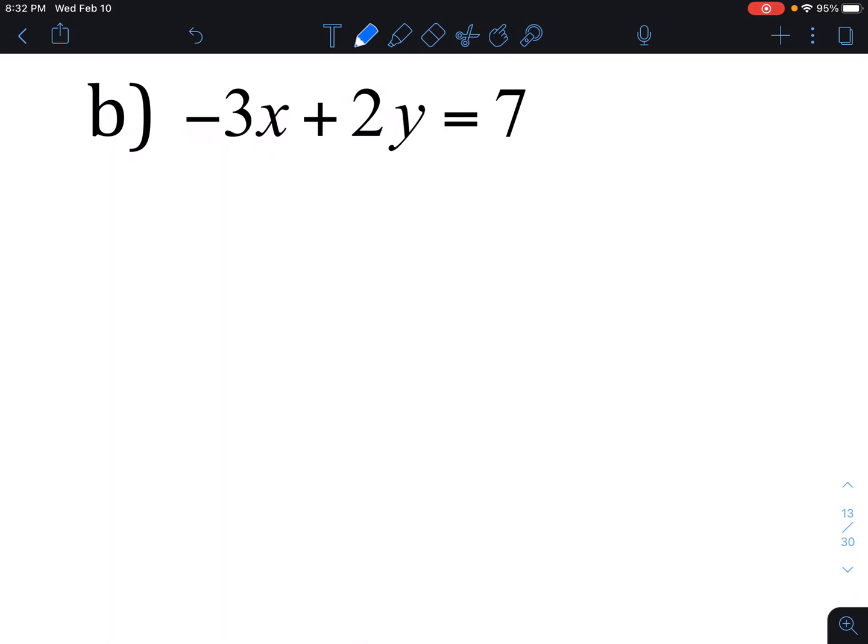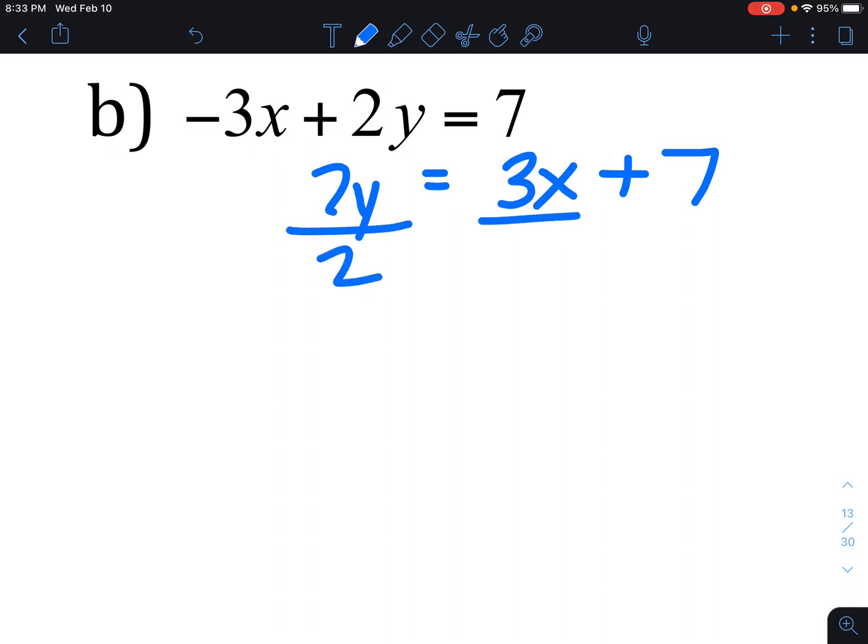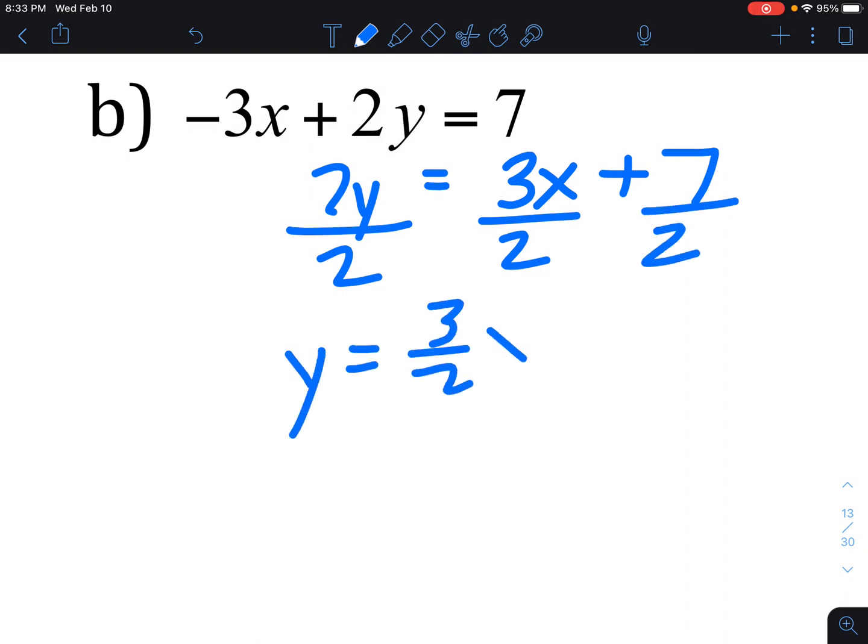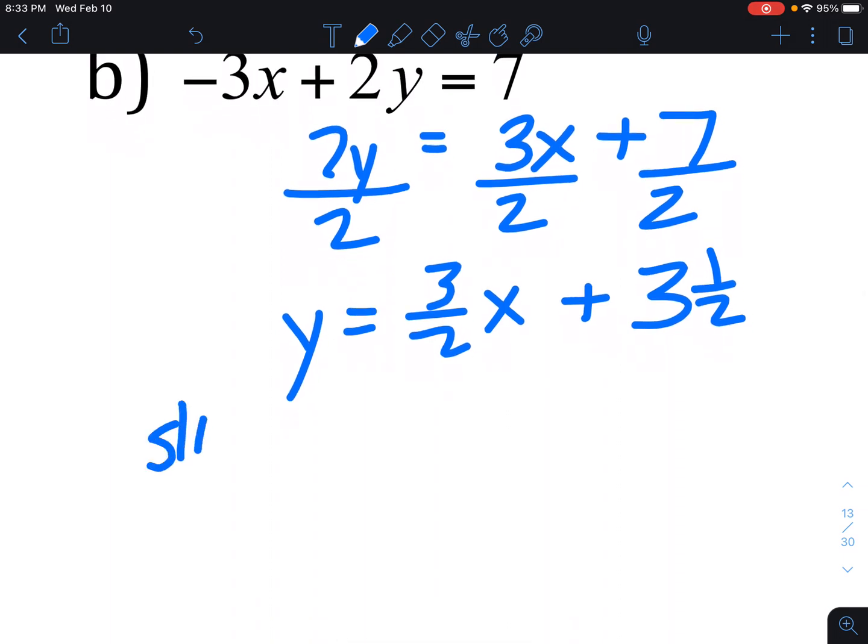Letter B looks like this is going to take a couple steps to get y by itself. The first thing I'm going to do is add 3x to both sides to move it over to the right. Again, do not add it to the 7. They are not like terms. We have to keep them separate. Then we can divide everything by 2. So we'll have y equals 3/2 x plus 3.5. You'll notice that the slope here is 3/2. Also notice that I did not change it to 1.5.